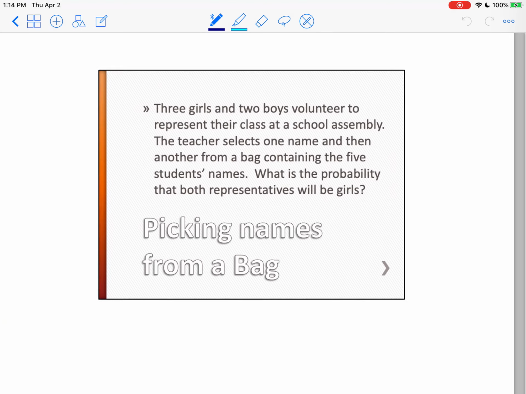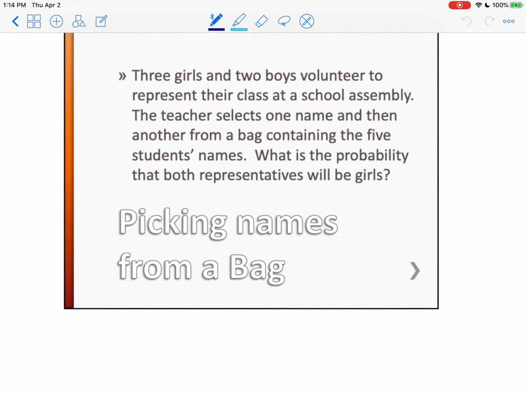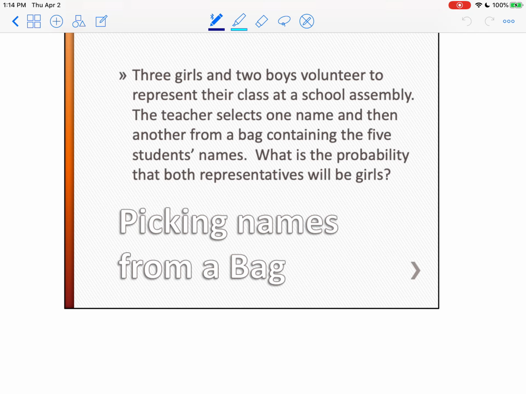So let's do one more example here. We have 3 girls and 2 boys volunteer to represent their class at a school assembly. The teacher selects one name and then another from the bag containing the 5 students' names. What is the probability that both representatives will be girls?